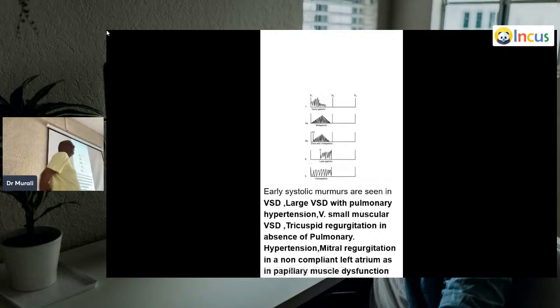Close the eyes and now answer. Squatting, what is the effect of it on HOCM? Decreases. Squatting decreases the murmur. Standing increases the murmur. Hand grip exercise decreases the murmur. Post PVC increases the murmur. Got it? Valsalva maneuver increases the murmur. Beautiful. All right? Forever in your life you will not forget.